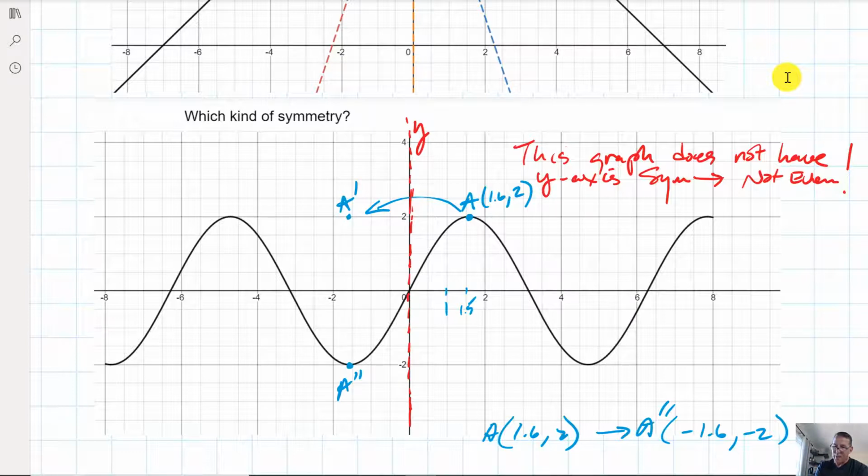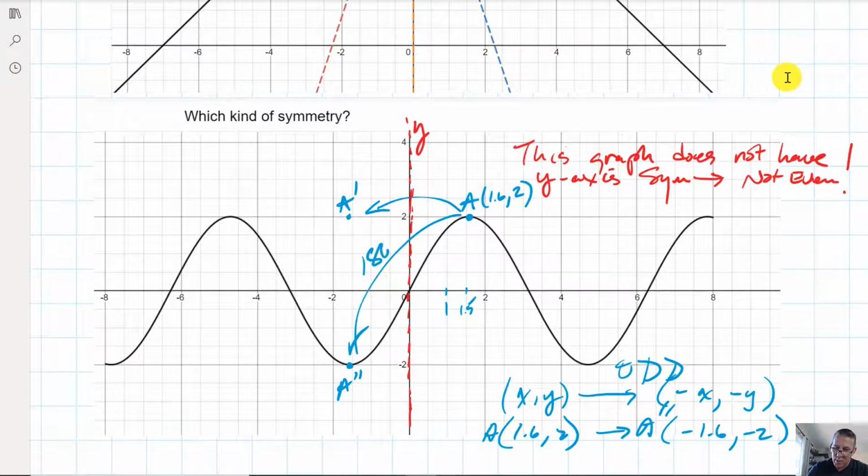And when you take any point and you take the opposite of both coordinates, the opposite of x and the opposite of y, you have an odd function. What's happening is that it's a rotation of 180 degrees about this point, which is called 0, or what's called the origin. It happens to be a double reflection: reflect over the x-axis and then the y-axis. You can do it that way as well, by the way.